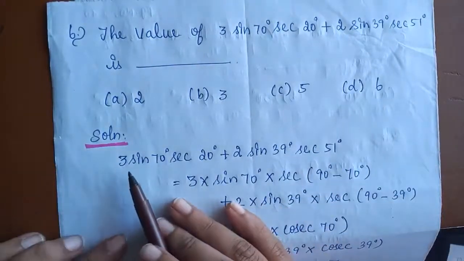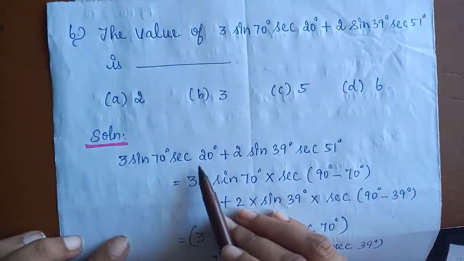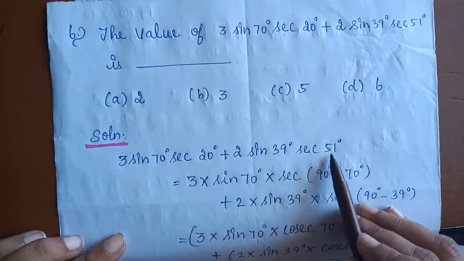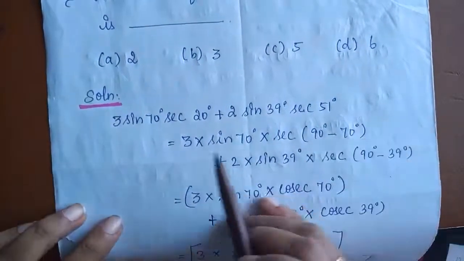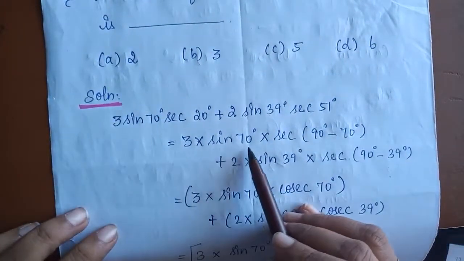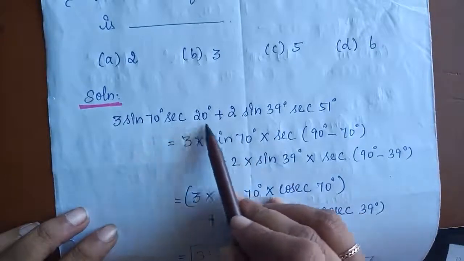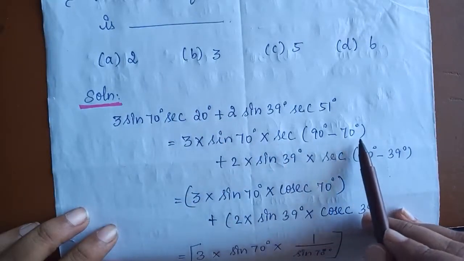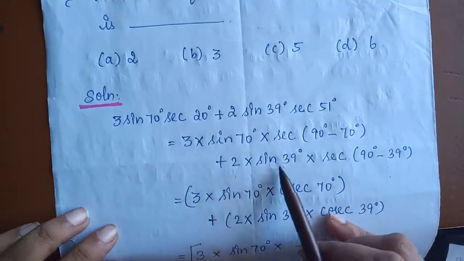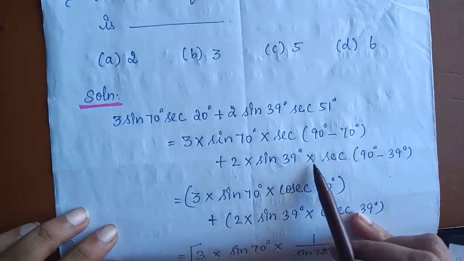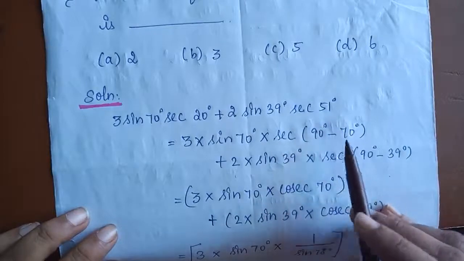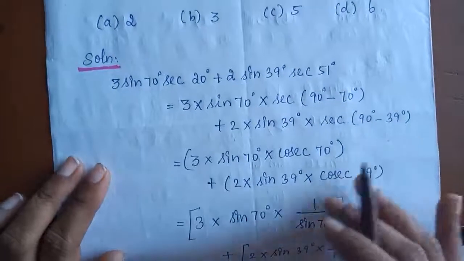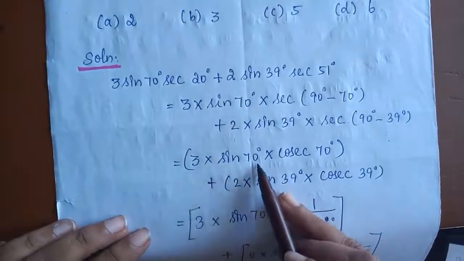So solution, 3 sin 70 degree secant 20 degree plus 2 sin 39 degree secant 51 degree, which is equal to 3 into sin 70 degree into secant 20 degree, we can write secant (90 degree minus 70 degree), plus 2 into sin 39 degree into secant 51 degree as secant (90 degree minus 39 degree). So which is equal to 3 into sin 70 degree.